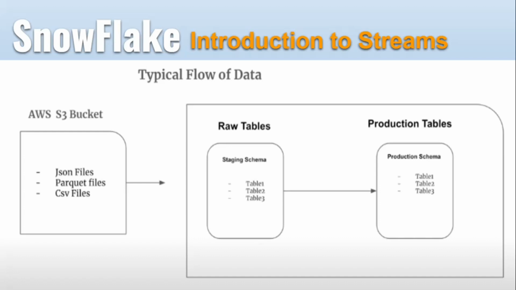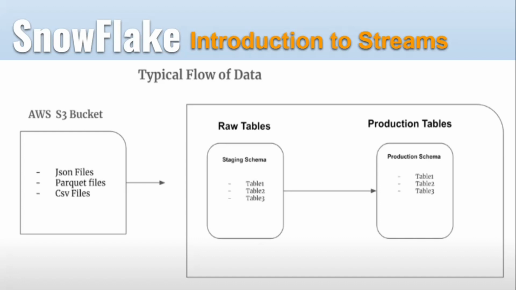So when you need to transfer your data, once it reaches the raw table, into the production table, that's when streams come into action. You can define a stream on your raw table, which will let you know how many rows have been newly ingested. And then only those new rows will be ingested from the raw table into the production table using the stream.